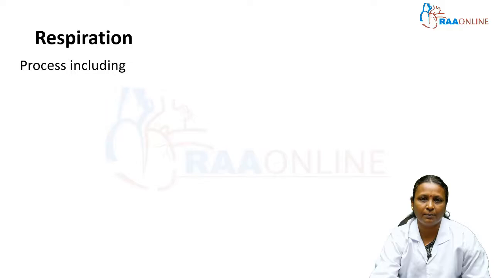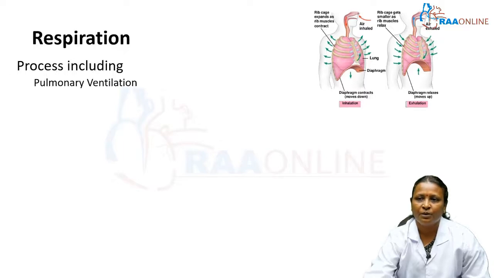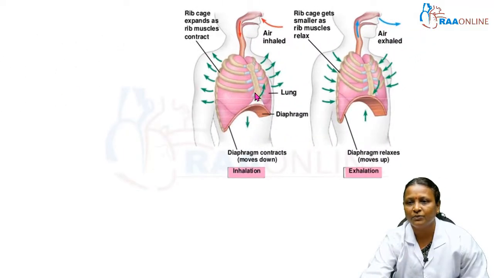So respiration is a process including pulmonary ventilation, where the movement of the thoracic cage causes expansion of the lung, causing movement of air inside the lung, and when the thoracic cage relaxes, the air moves out. This process of movement of air in and out is called pulmonary ventilation.